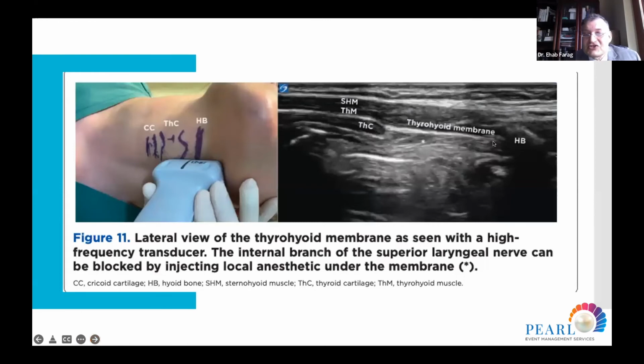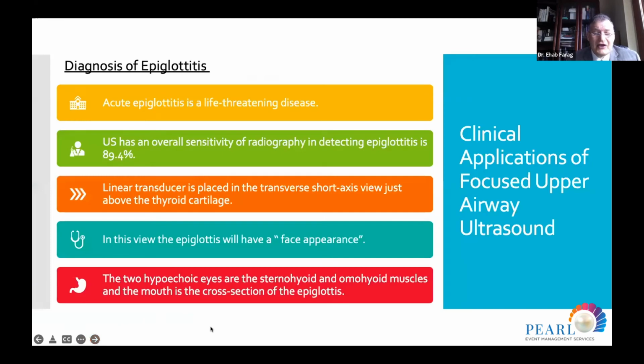And this is what you see here: hyoid bone, thyrohyoid membrane, hypoechoic, but beneath it, the hyperechoic air-mucosal interface. Once you see that, you can pierce the needle and inject the local anesthetic here, and you have a very successful block for the internal branch of the superior laryngeal nerve. It is very helpful for awake fiber optic intubation.